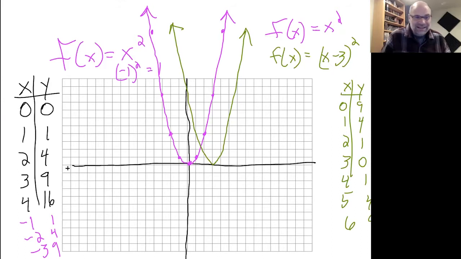Now, if I did f of x equals (x plus 3) squared, what do you think would happen there? If this shifts to the right, this would shift to the left. So this guy would look like this.